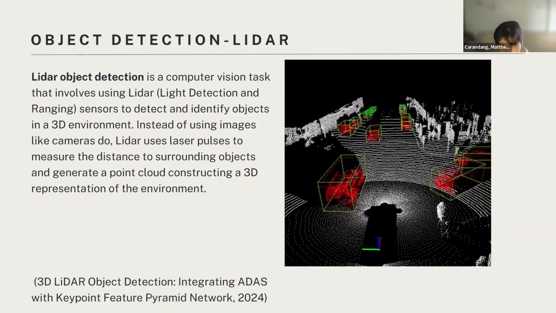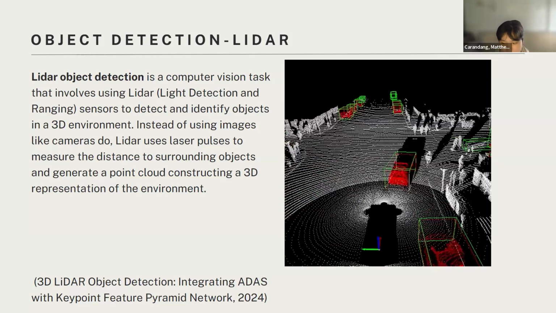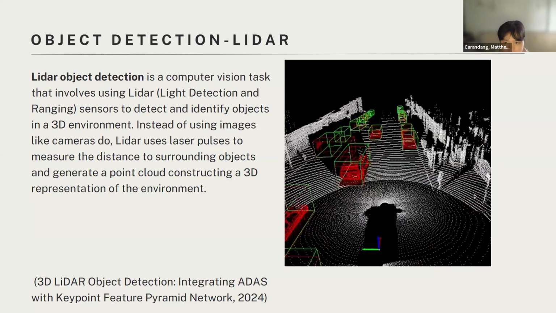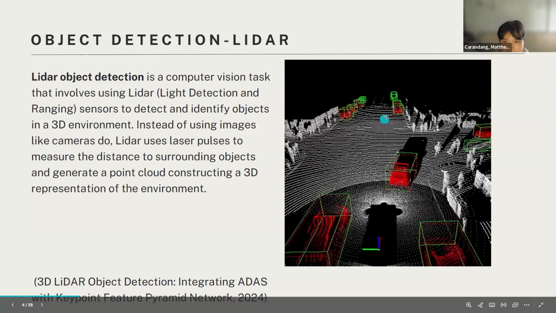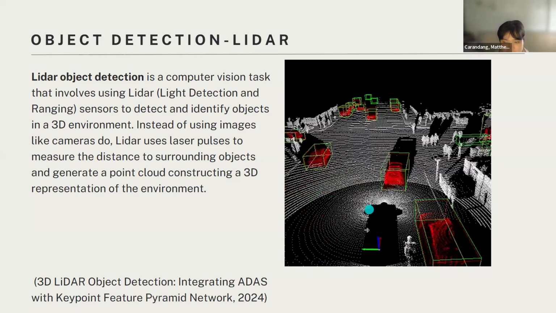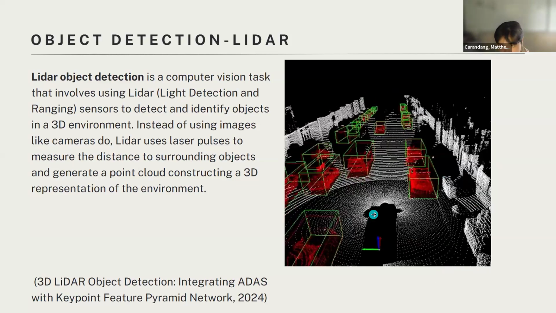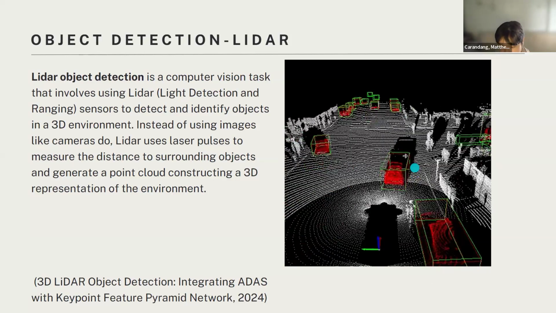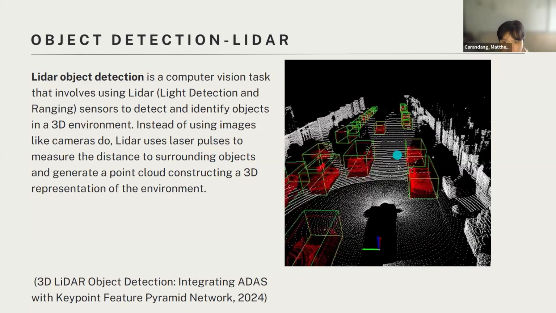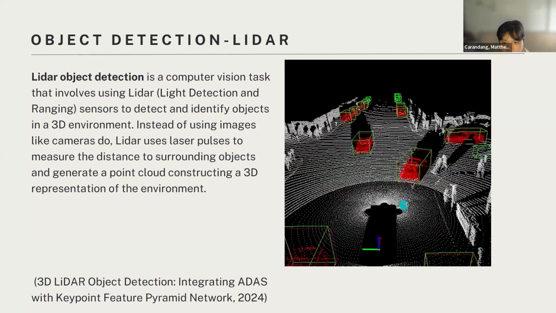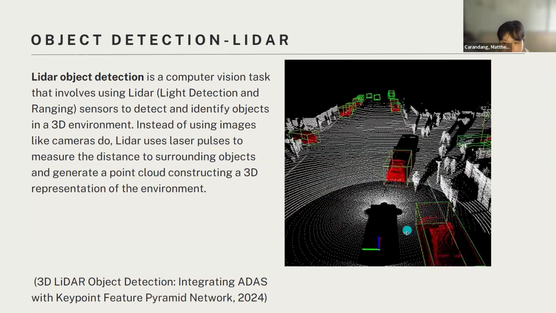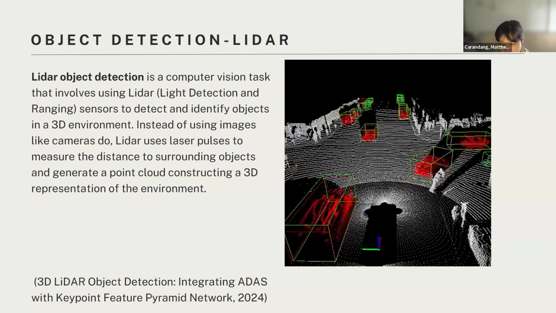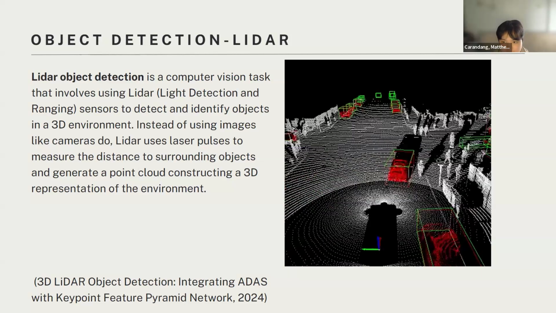As for the limitations, it has sparse data, especially at long distances. In this GIF below, you can see that as it gets further from the sensor, there are fewer and fewer point clouds, and it becomes less accurate. Another limitation is that it's quite expensive compared to cameras. The LiDAR sensor itself is more costly, and it requires specialized models and computational resources.